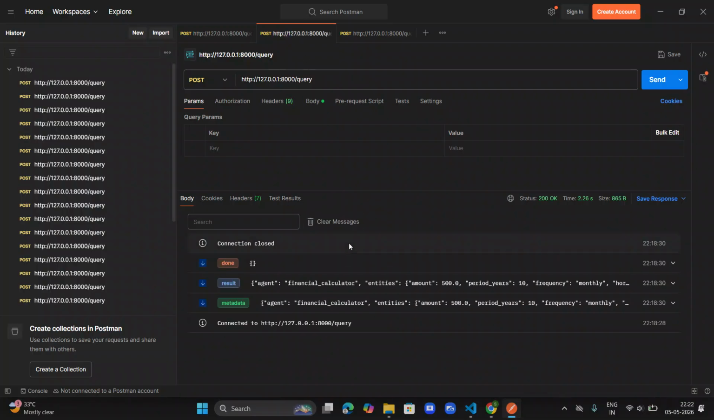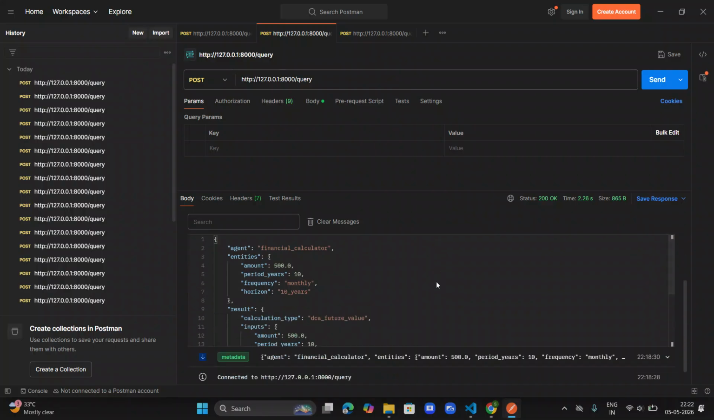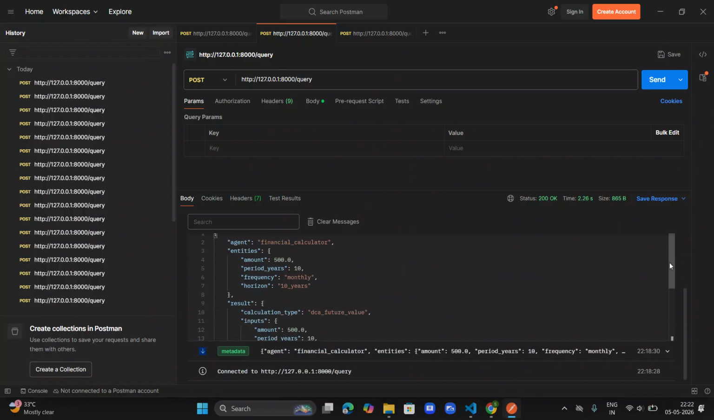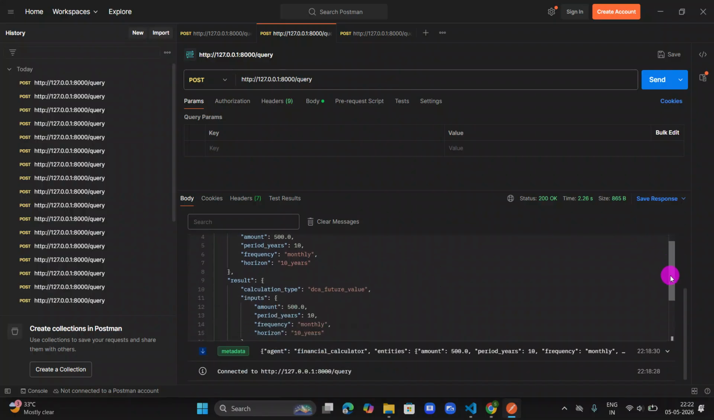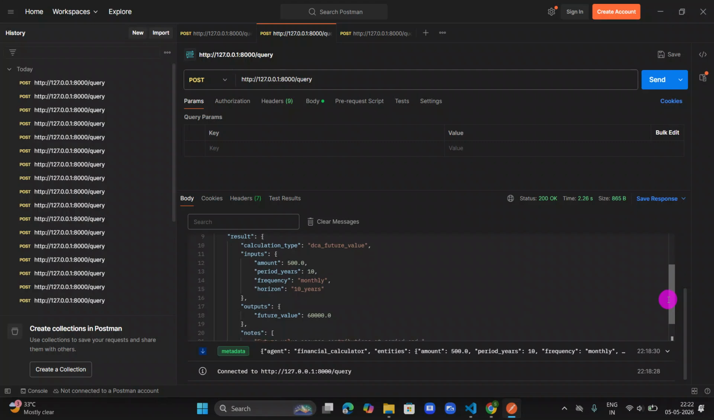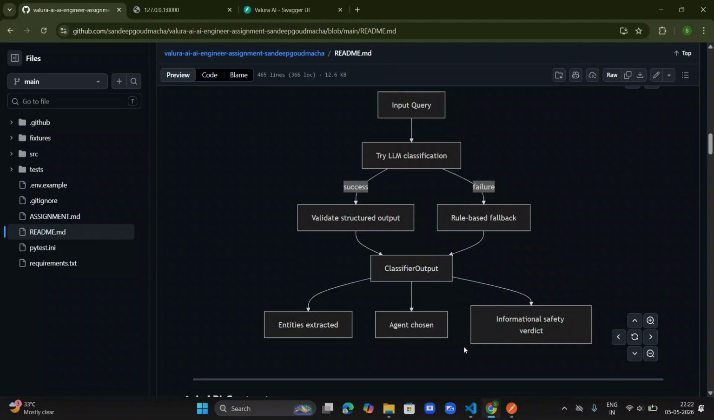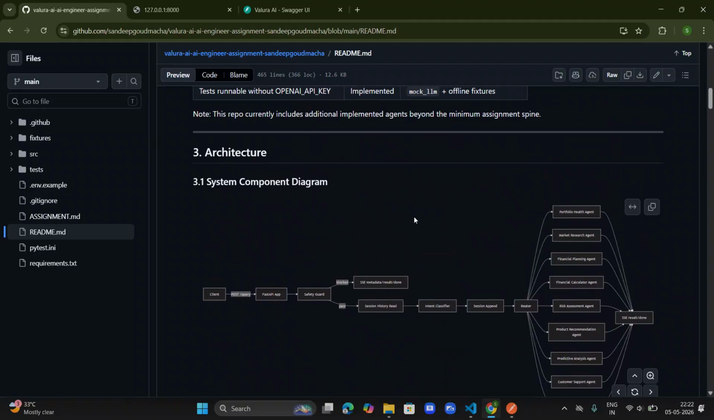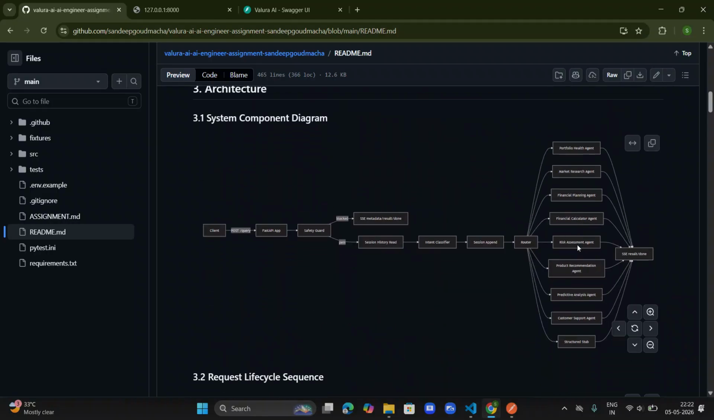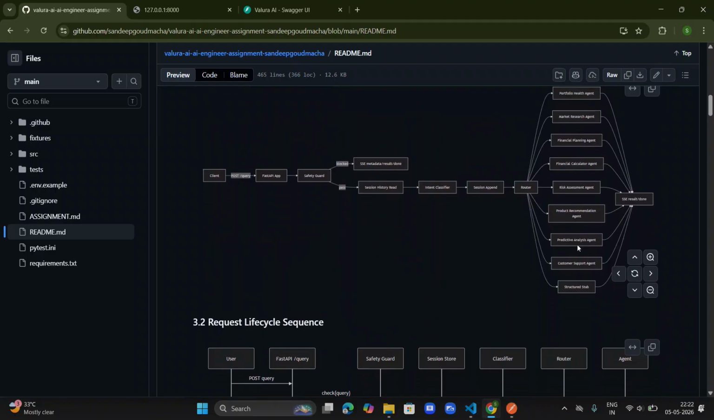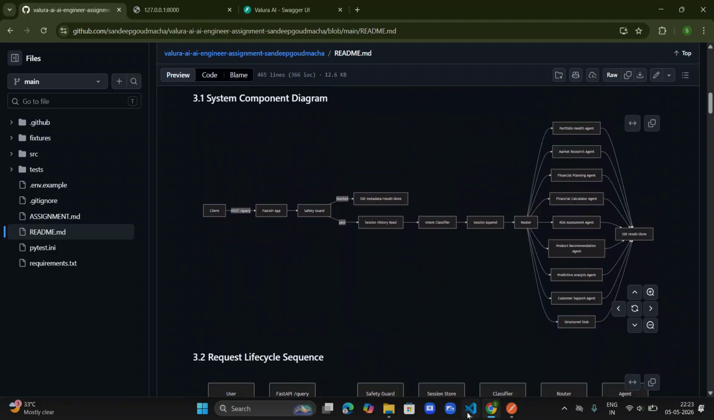And this one is for the financial calculator. We get the result like this, with entities like amount, period, and so on, and results also, like outputs. We also get a note at the end, like future values assume contributions, and so on. So we have different queries for different agents, and we have many agents here. We get the appropriate accurate JSON for each of the different agents.